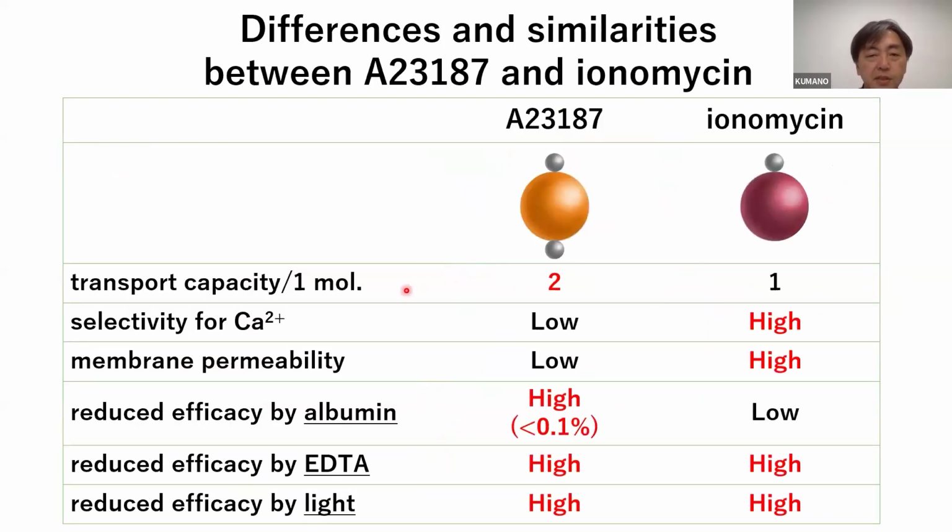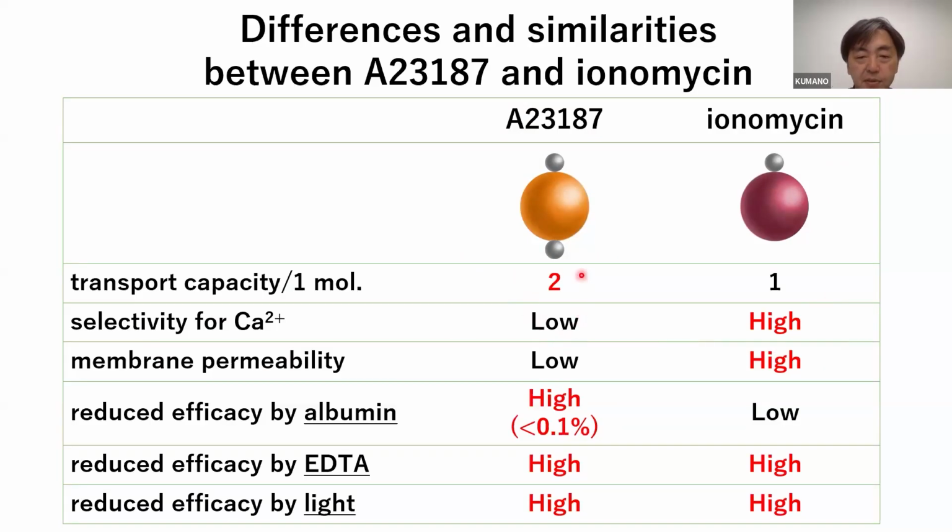This slide shows the difference of two different ionophores, namely A23187 and ionomycin. First, one molecule of A23187, its name is so long, so I'd like to abbreviate it as A, okay? One molecule of A can bind two calcium ions. On the other hand, one ionomycin molecule can bind just one calcium ion. However, the selectivity for calcium ion is higher in ionomycin than A.